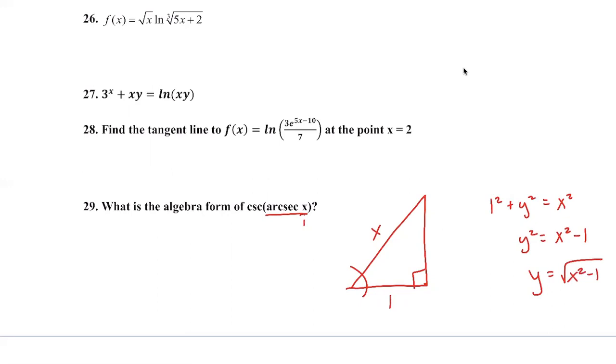So we can put that there. And then you're doing cosecant. Cosecant goes with sine. Sine's usually opposite over hypotenuse. So this time we would have hypotenuse over the opposite. Okay. Thanks.